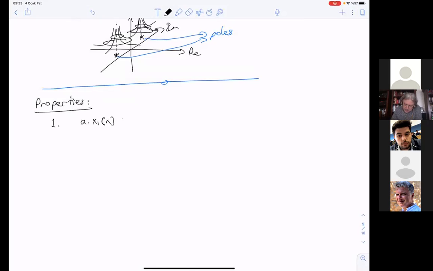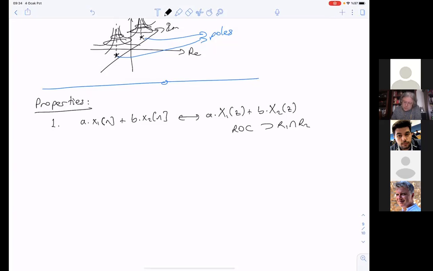If you have this kind of a combination of discrete time signals, then the corresponding Z transform will also be combined with the same coefficients, A times X1 of Z plus B times X2 of Z. This is the linearity. Now, although it's obvious, the thing that you have to be careful about is the region of convergence. So the region of convergence, we say, includes R1 intersection R2.